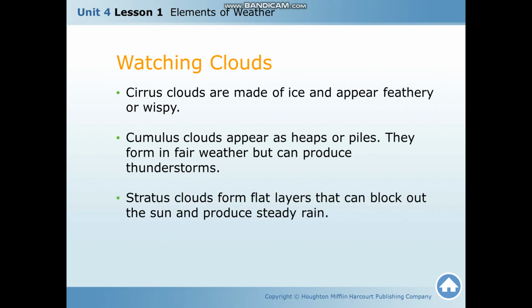So the third one is the stratus clouds that form flat layers that can block out the sun and produce steady rain. So from the word stratus, stratus means layer. So these clouds form flat layers that can block out the sun and produce steady rain.